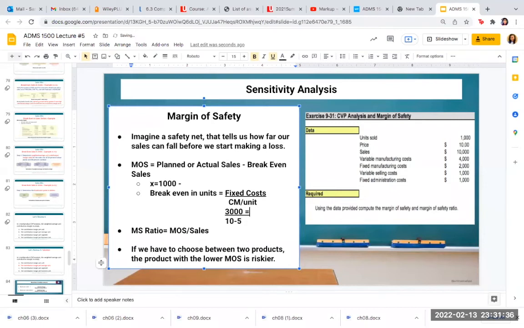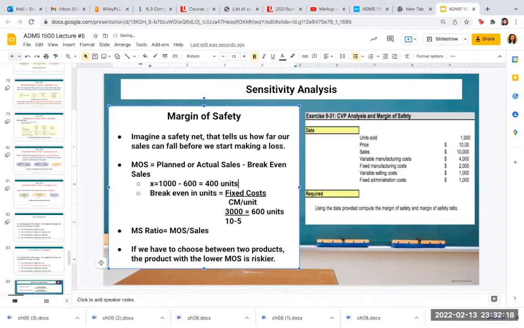So $3,000 divided by 5, which is our contribution margin per unit, $5 per unit, gives us 600 units. So we need 600 units to break even. And we already know that we have sold 1,000 units. So 1,000 minus 600 gives us a margin of safety of 400 units.